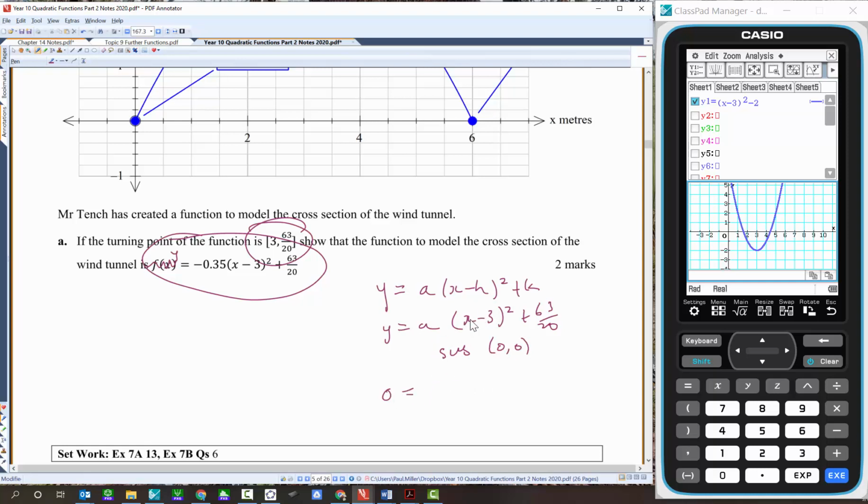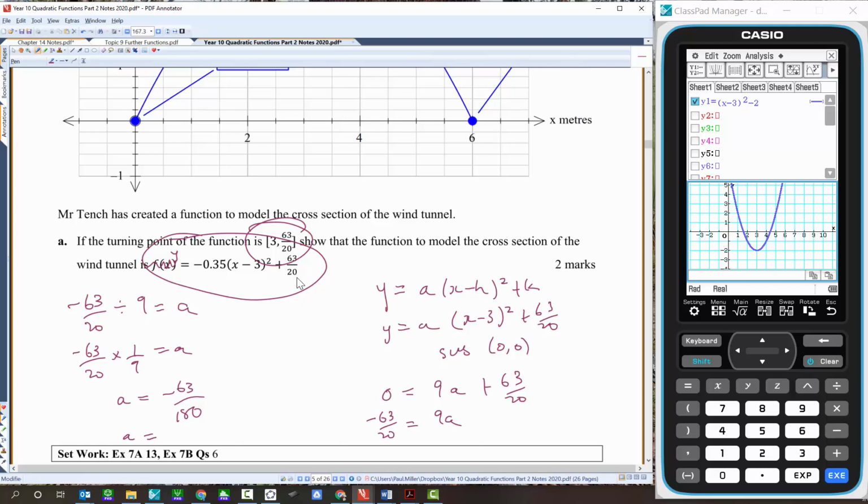Now when I put that in, 0 take 3 is -3. -3 squared is 9. So that's going to be 9a plus 63 on 20. All right, so what I'm going to do is subtract that from both sides, so it's going to be -63 on 20 equals 9a. Now I'm going to divide both sides by 9, which is -63 on 20 times 1 over 9 equals a. That's going to be a equals -63 over 9 times 20, which is 180. So there's our a value.